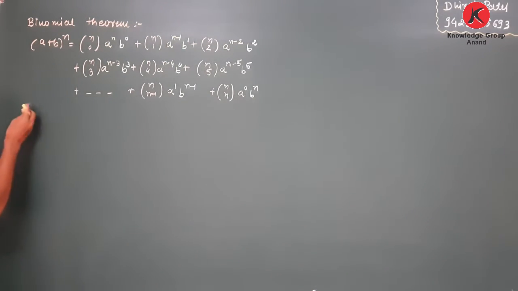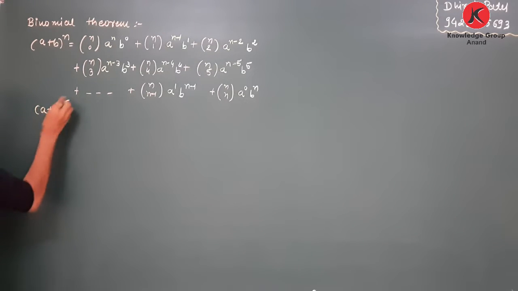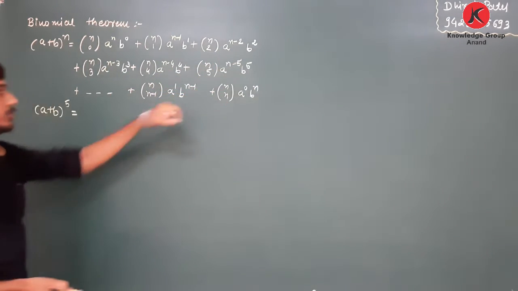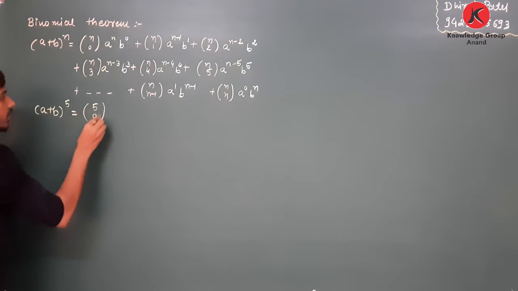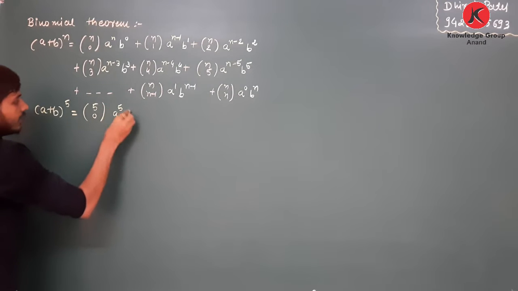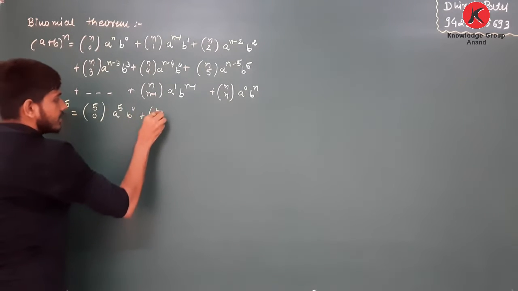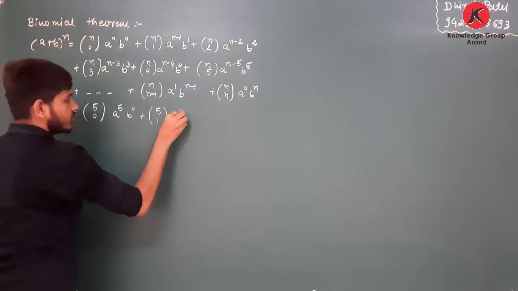See here, if we want a plus b raised to 5, then it is equal to, put n equal to 5 in this binomial theorem. We are getting 5c0 a raised to 5 b raised to 0 plus 5c1 a raised to 5 minus 1, means 4.